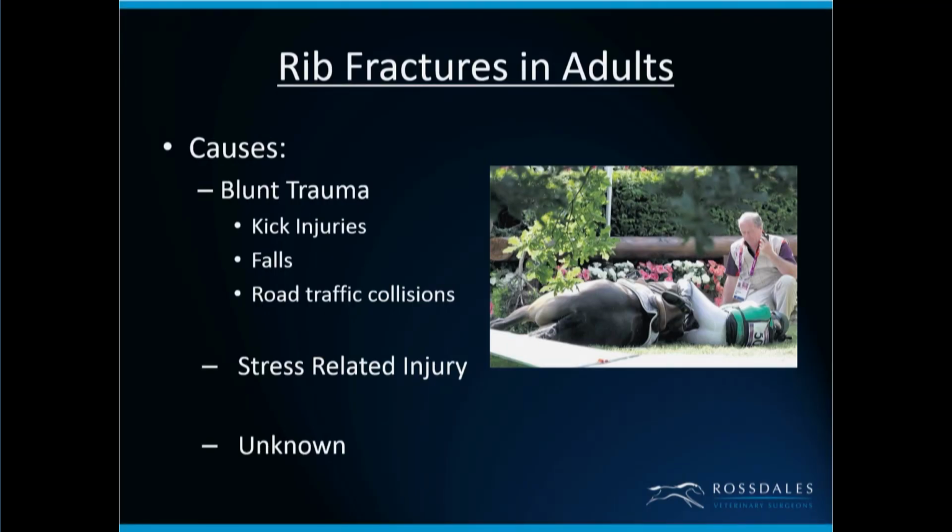So then moving on to rib fractures in adults, very, very different causes and very different presentation also. The causes we tend to see are often blunt trauma, so kick injuries, falls, road traffic collisions. Other things we see are often gateway accidents, transportation issues. Another thing we see as well, we'll talk about a little bit later, is stress-related injury we can see in some of the young thoroughbreds. And then a lot of the time, the cause is unknown in these adults. It may be related to blunt trauma, but it's unknown basically.